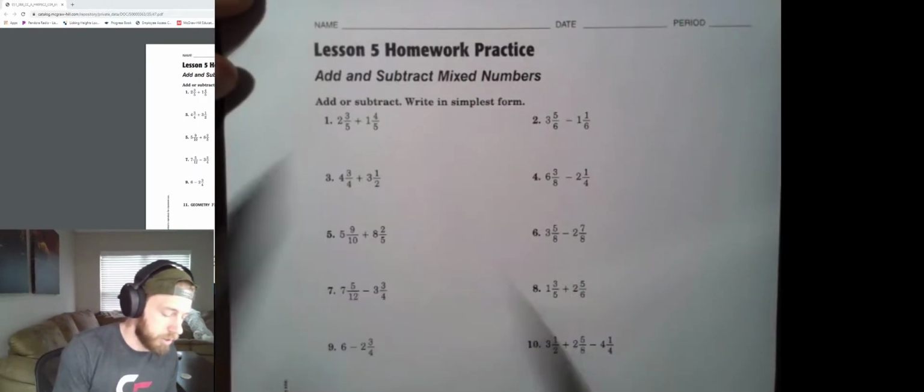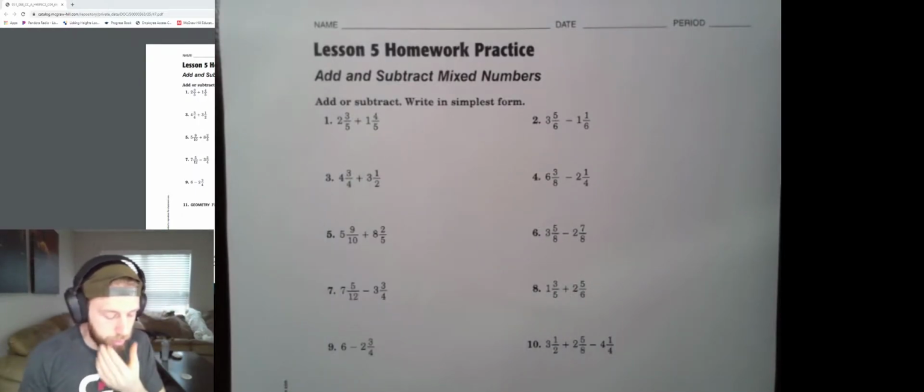Okay, the first one we're going to do here is number 1, and that's 2 3/5 plus 1 4/5. This is nice because when you're adding and subtracting fractions, you have to have a common denominator, and these already do. So these are like fractions.